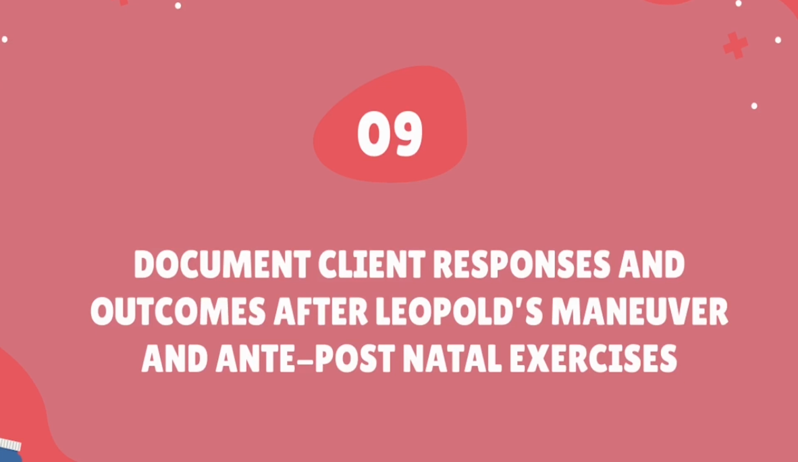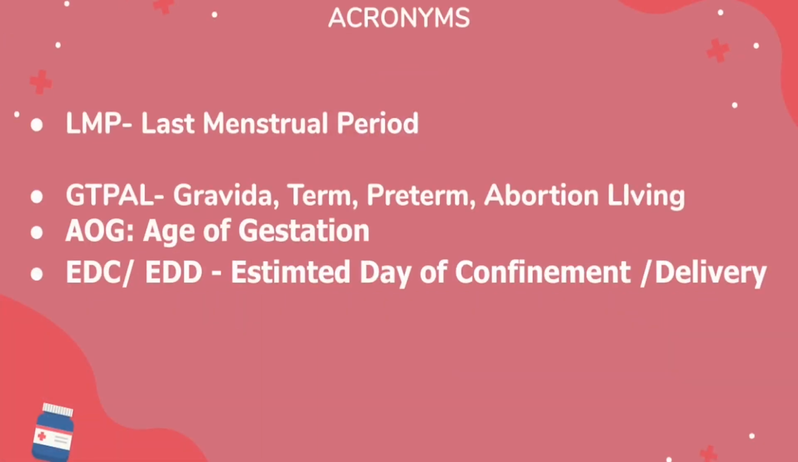Document the client's responses and outcomes after Leopold's maneuver and antepartal exercises. First, I'll give the acronyms. LMP stands for last menstrual period, or the last time the woman or the mother experiences menstruation. GTPAL: gravida, term, preterm, abortion, and living. AOG: age of gestation. EDC or EDD stands for estimated day of confinement or delivery.